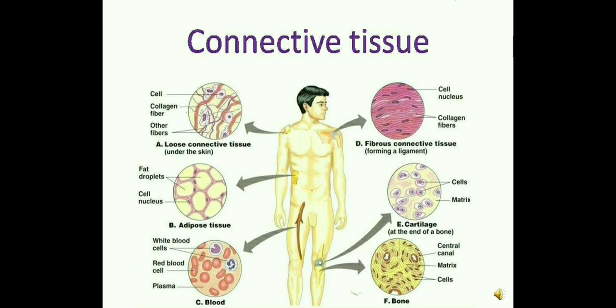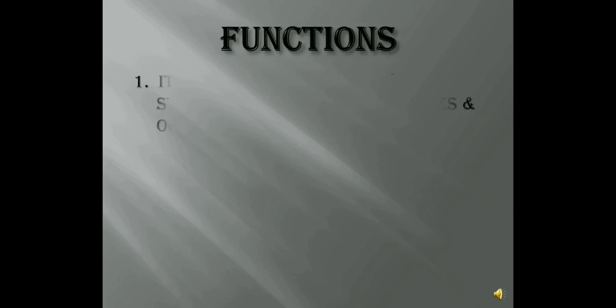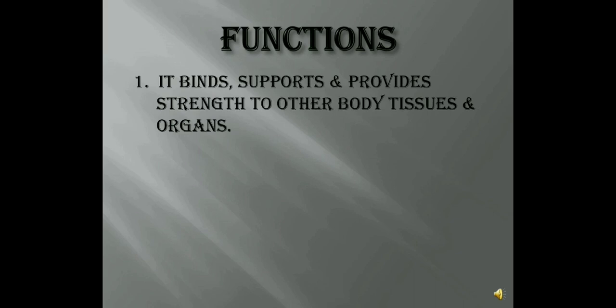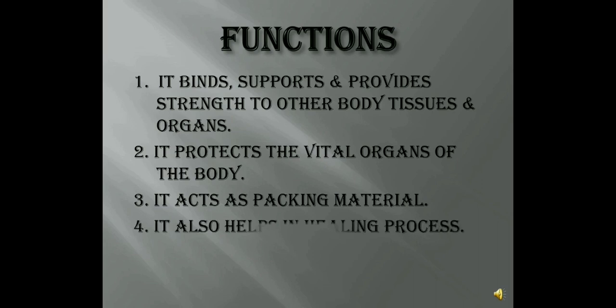On the basis of the presence of matrix, there are different types of connective tissue. We'll see that in detail, but here you should know that connective tissue connects different organs together. The functions of connective tissue: first, it binds, supports, and provides strength to other body tissues and organs. Then it protects the vital organs of the body, and it acts as packing material. It also helps in the healing process. These are the different functions of connective tissue. Now talking about the types.